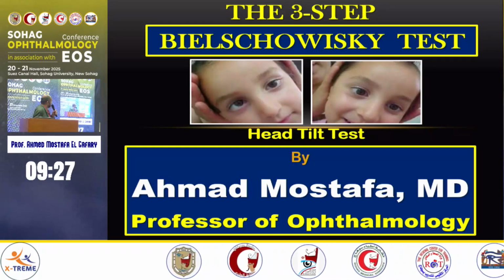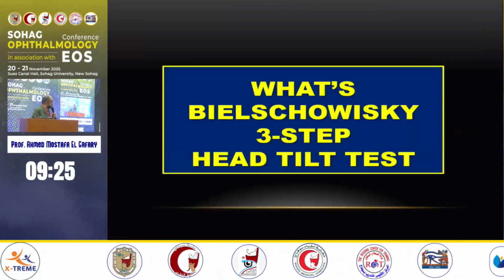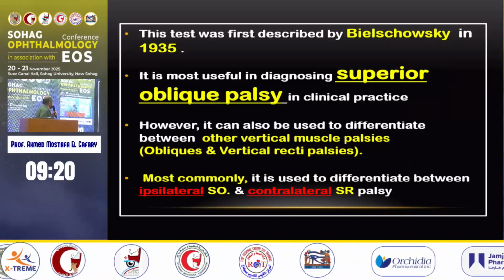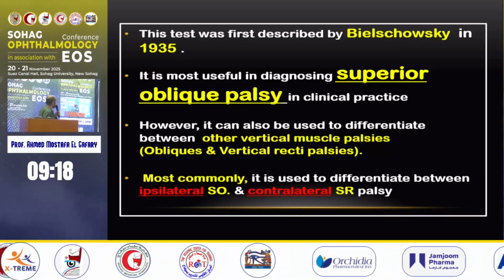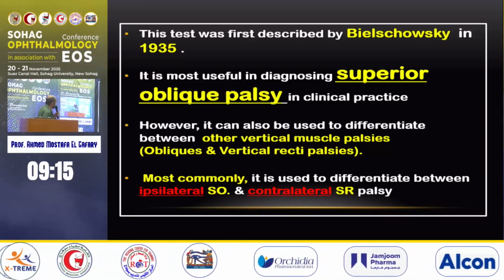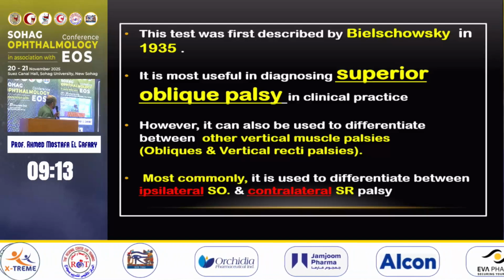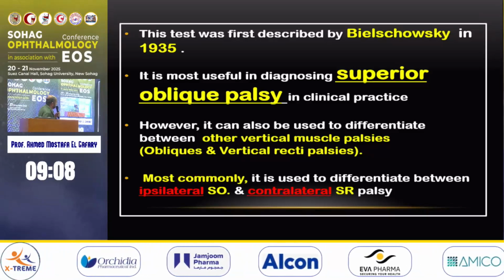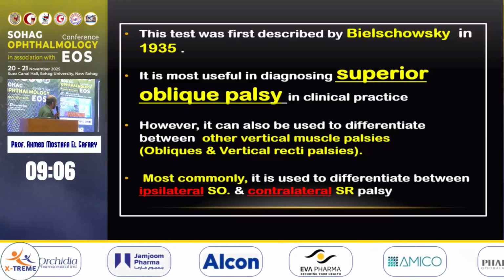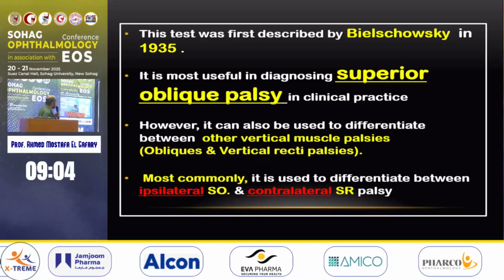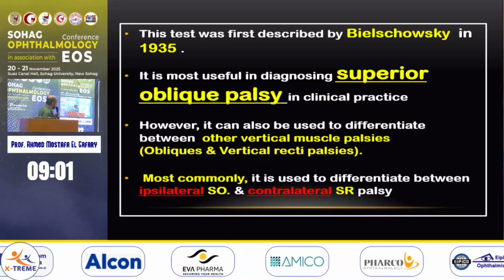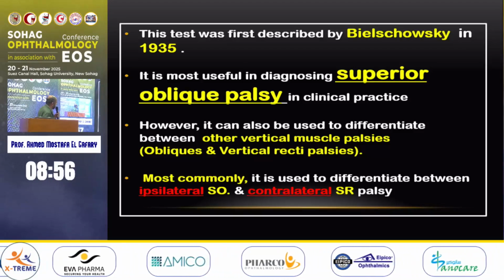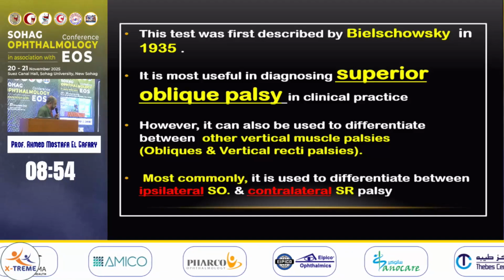I will talk about the Bielschowsky test. This test was first described by Bielschowsky in 1935 to diagnose superior oblique palsy. However, later on, it was also used for differentiation between other vertical muscle palsies, obliques and vertical recti palsies. It is most commonly used to differentiate between ipsilateral superior oblique palsy and contralateral superior rectus palsy.